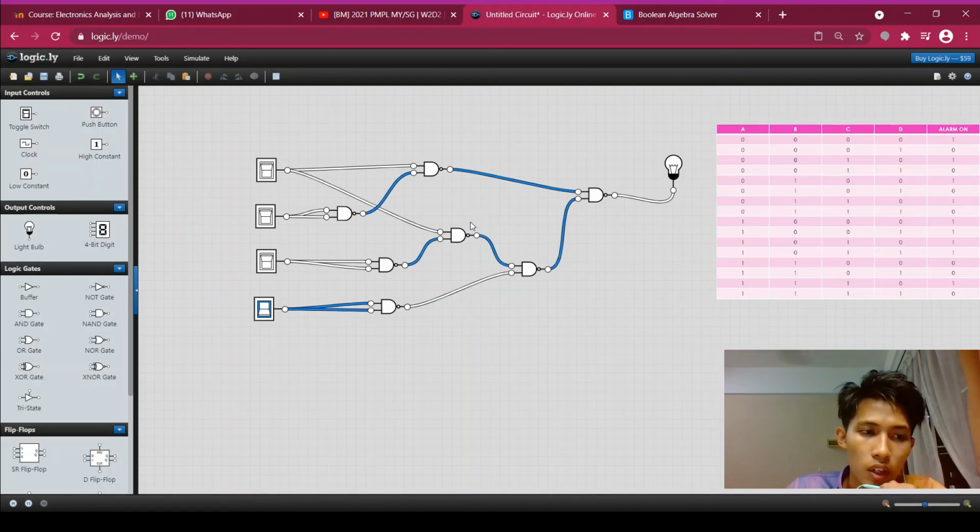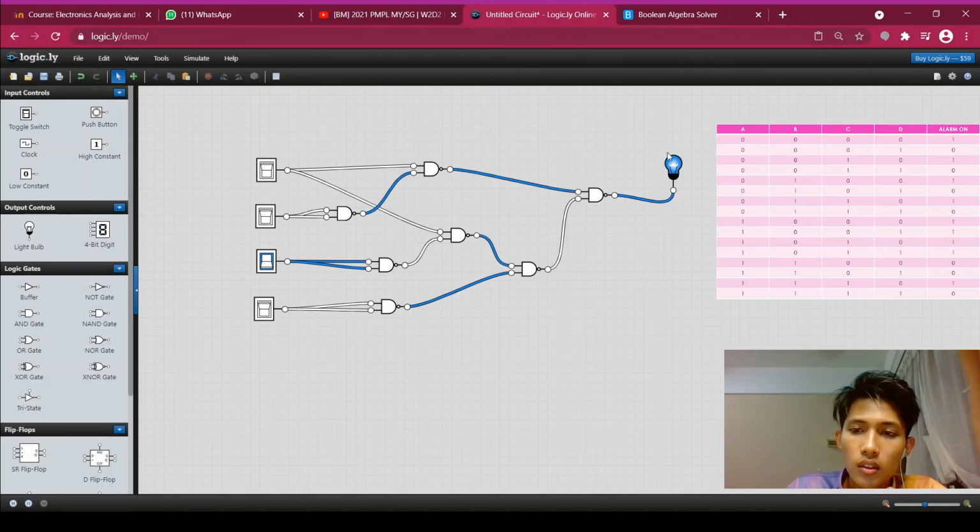Next we move to the third one, 0 0 1 0. The result here is 1 because the bulb is lit. So the result is the same as the truth table, which is 1. Then the next one is 0 0 1 1. The 0011 will produce the output 0. Referring to the truth table, 0011 is 0. So this condition is also correct.